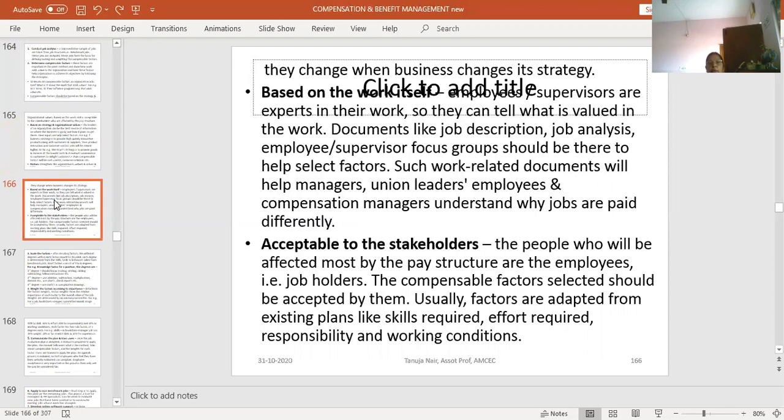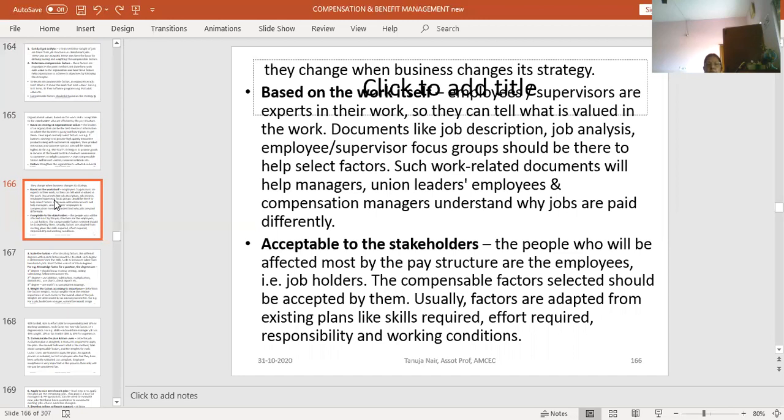So you take all work related documents like job descriptions, job analysis, all the documents related to work, and it will help you to decide the compensable factors for each job, and it will help you to understand why compensable factors are different for different jobs and why jobs are paid differently.